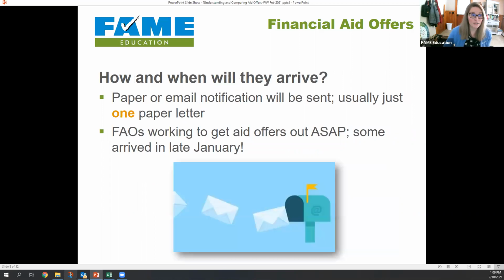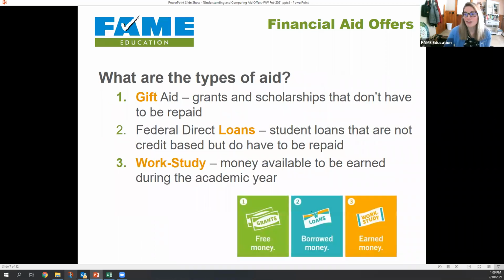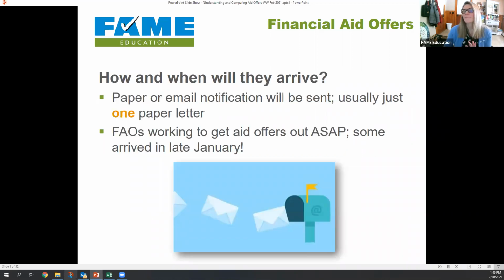If they're seeing this work study amount, let's say it's $3,500, they're not going to see that $3,500 come off the bill. That is the amount that the student can earn in their pocket, just like any other job. So I just want to make that clear. That will come up again a little bit later. And those are the types of aid.